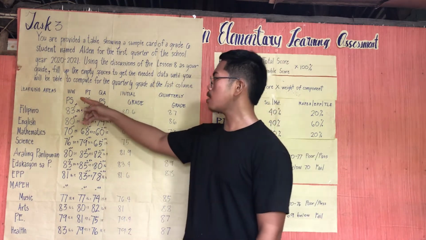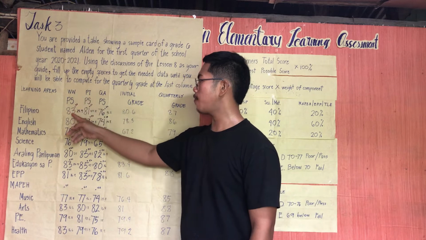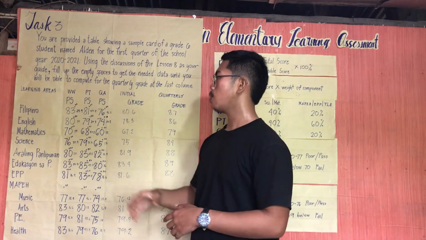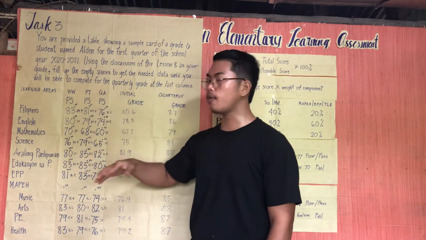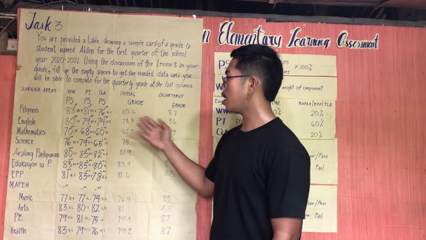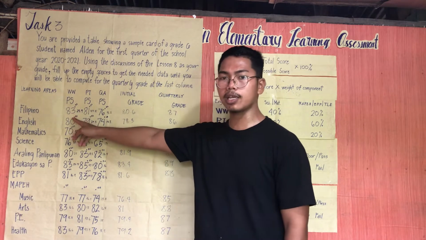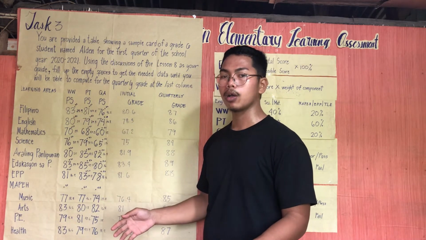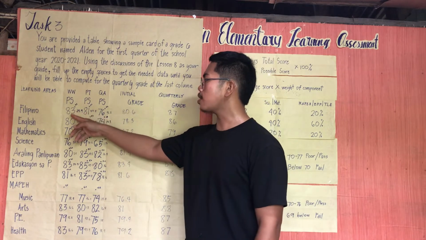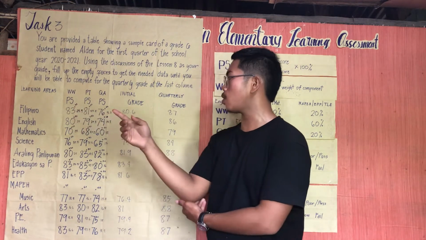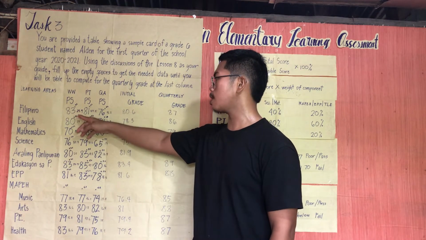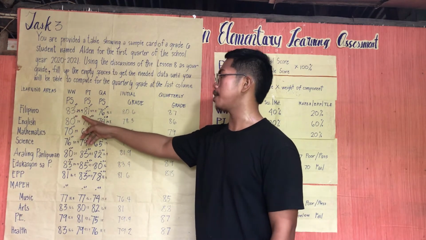Okay, so for the written works of Filipino in Alden's grade, we will find out the weighted score. The percentage score is already given, so we will now find the weighted score. Okay? 83 times 30% because the weight of component of Filipino is 30%. So we got, in the middle part, 24.9.